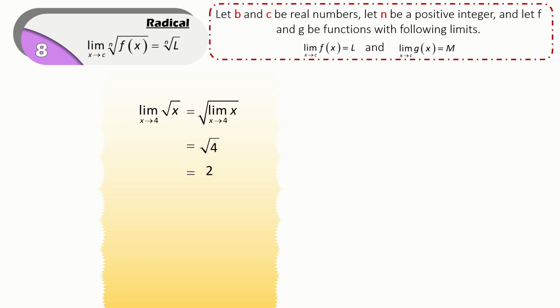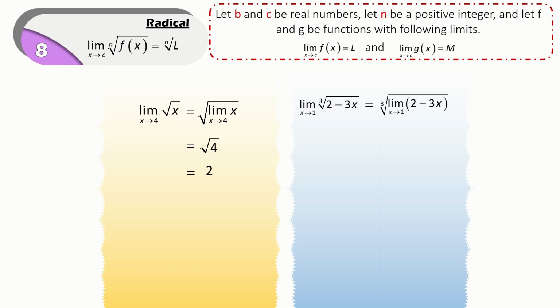To further explain this property, let's have another example. What is the limit of the cube root of the difference of 2 and 3x as x approaches 1? I'll give you 5 seconds to think whether to pause this video and give it a try or continue the video. By applying the radical property, it leads us to the cube root of the limit of the difference of 2 and 3x as x approaches 1.